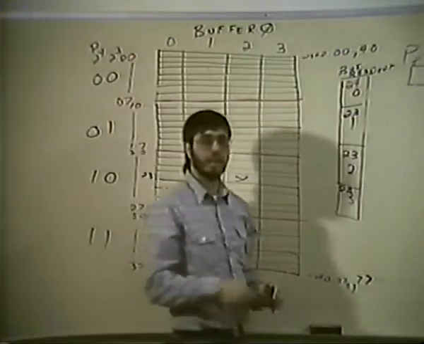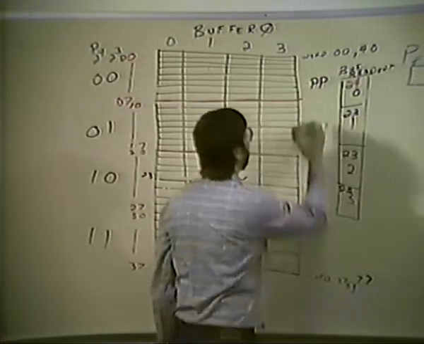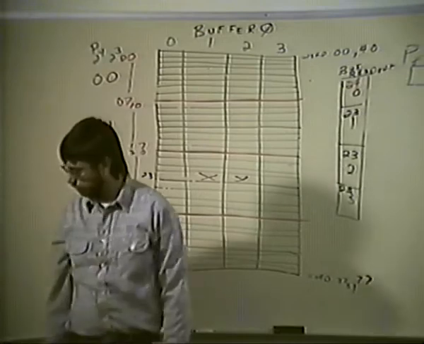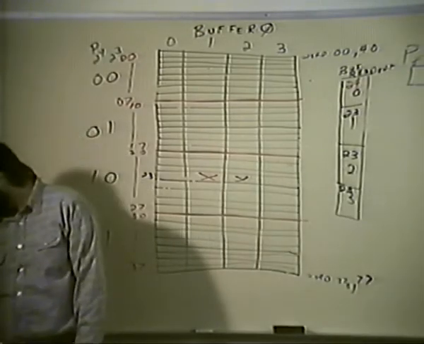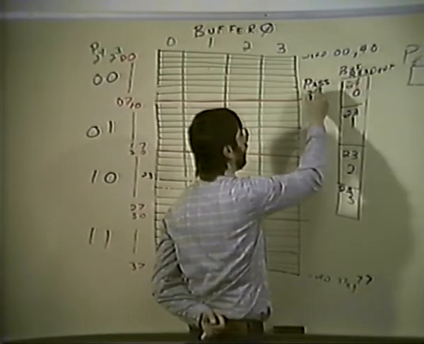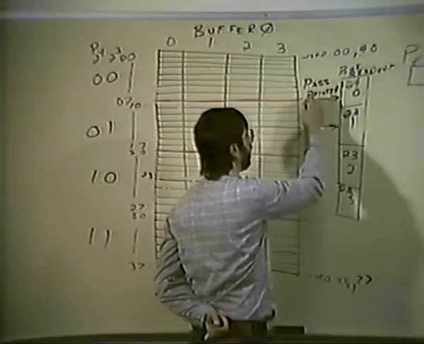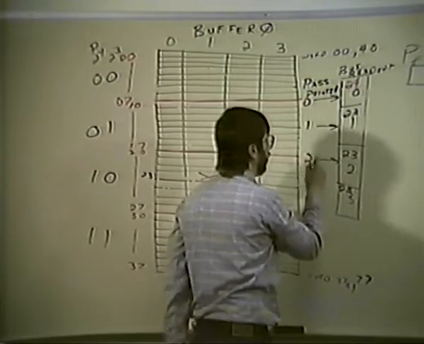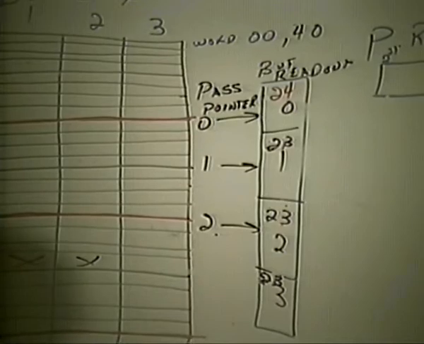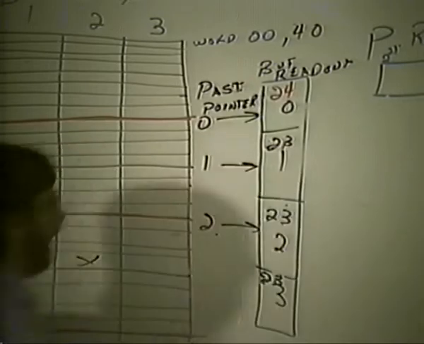What controls this word look-ahead is called a past pointer. Well, maybe I could write that out. Past pointer. And he says, I have a past pointer. Maybe I make, instead of pass, I'll make that past, because that's what it is really, past pointer.